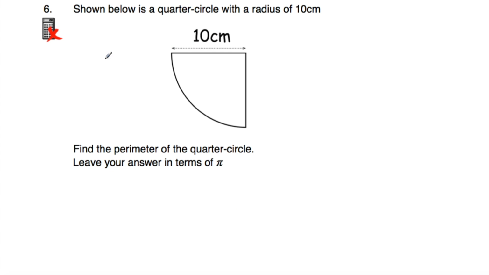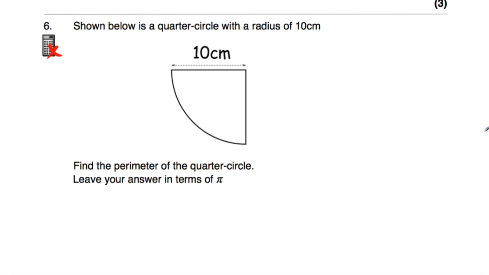Okay, let's have a look at question number 6, and this is a non-calculator question, and we've been given a quarter circle, and we're told the quarter circle is a quarter circle of a circle with a radius of 10 centimeters, and to find the perimeter of the quarter circle and to give our answer in terms of pi. So first of all, if this is 10 centimeters, this is 10 centimeters. So if one radius is 10 centimeters, the other radius would have to be 10 centimeters also.